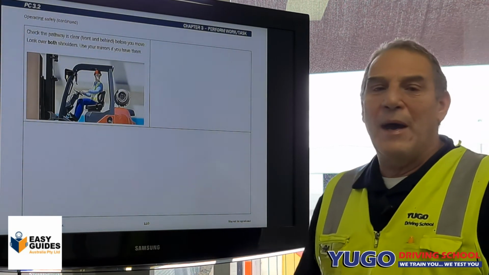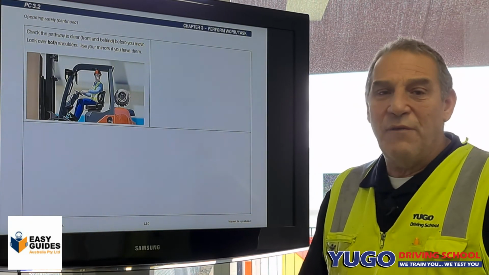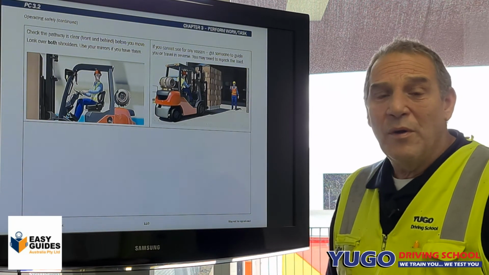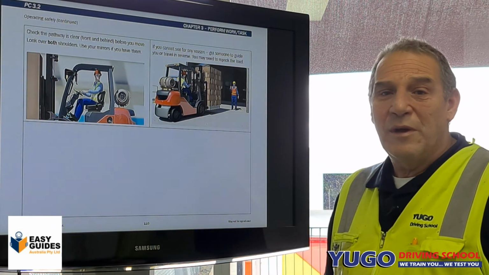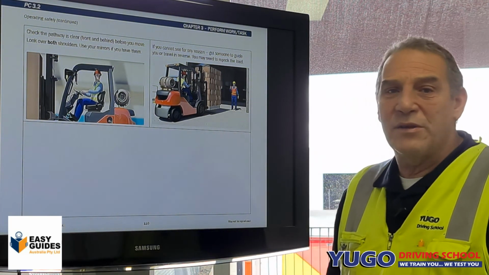Always check your path is clear before moving. If you cannot see for whatever reason, ask someone to guide you or travel in reverse. And if you can, restack the load so you can see clearly past the load.